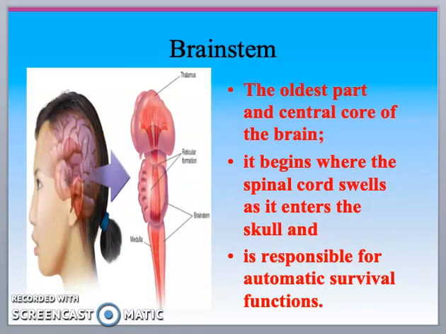Now, the oldest part and central core of the brain is the brainstem. This is where the spinal cord begins, where the spinal cord swells and goes in. The brain and the spinal cord are one mechanism. Okay. And that's where the brainstem goes straight in. It's the oldest part, and the brain came from that. Okay, this deals with your survival functions.